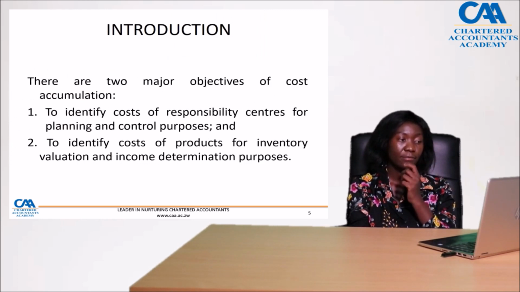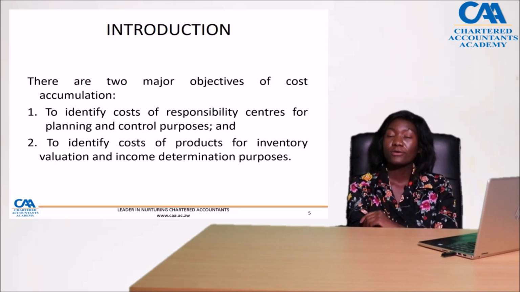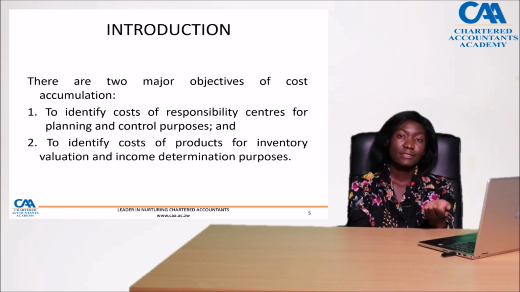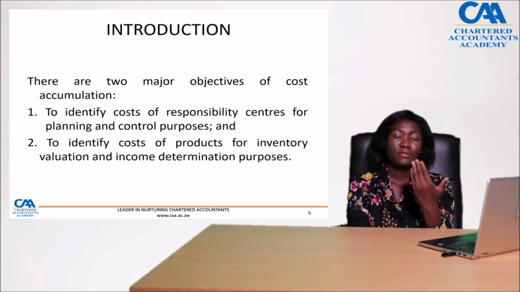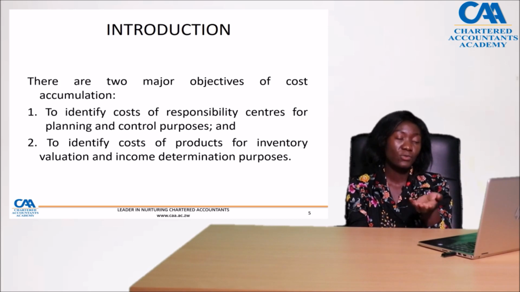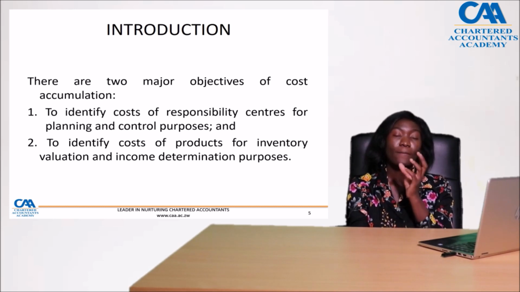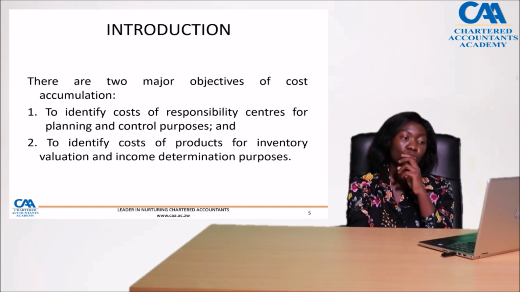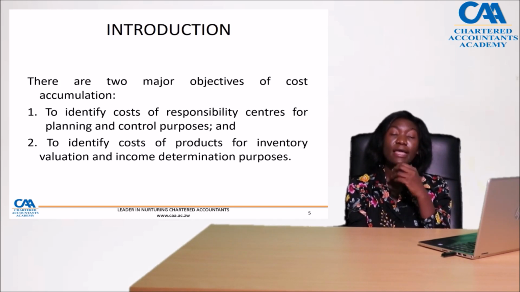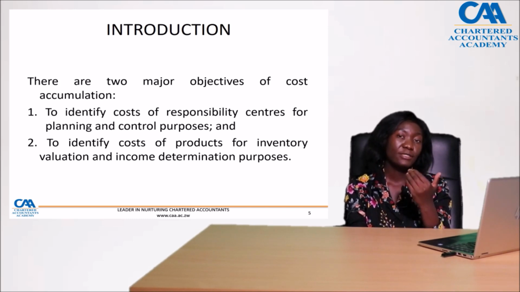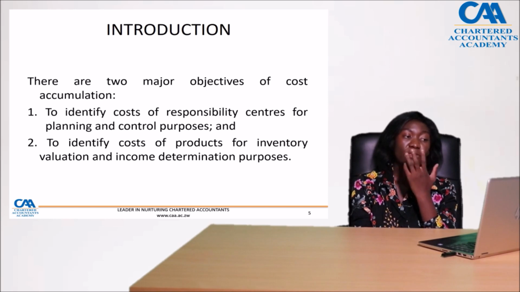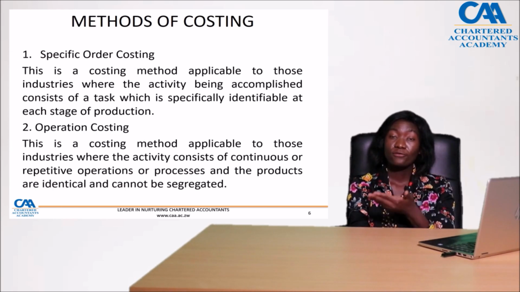So now let's think. There are two major objectives of cost accumulation. Why would you want to accumulate costs? If you go back to our previous studies, when we covered cost classification, we identified that we might need to accumulate costs or to estimate costs. Why? Because we want to budget, which is for planning purposes. So we need to accumulate costs to identify costs for responsibility centers, for planning and control purposes, and to identify costs of products for inventory valuation and income determination purposes. So inventory means we are holding inventory that we sell, expecting to get a revenue.